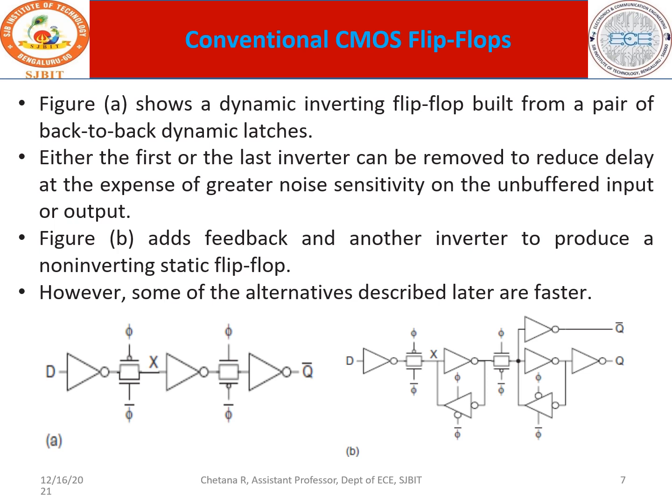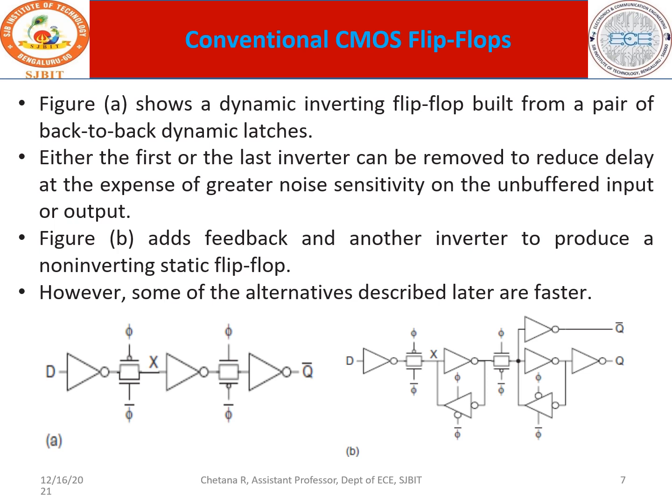Therefore, in a conventional CMOS flip-flop, either the first or the last inverter can be removed to reduce delay at the expense of greater noise sensitivity on the unbuffered input or output. So you can remove this at the input or at the output. Right now the input is buffered and the output is also buffered. Either one you follow, it would give you a better result.